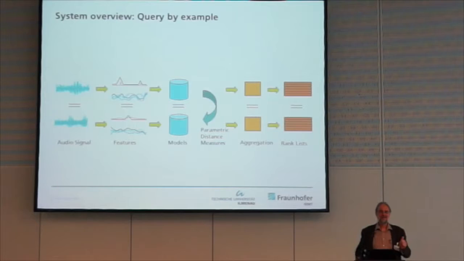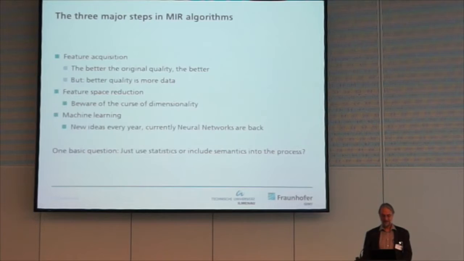So you have data space reduction, then you have your actual models. You try to find clusters in your data. You train the system to recognize which cluster it gets to. And then we can have distance measures and really do, for example, some rank list for results. So again, the three major steps in such systems are feature acquisition.